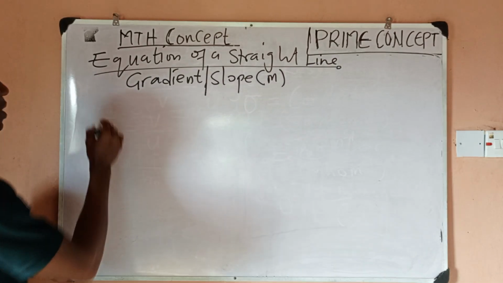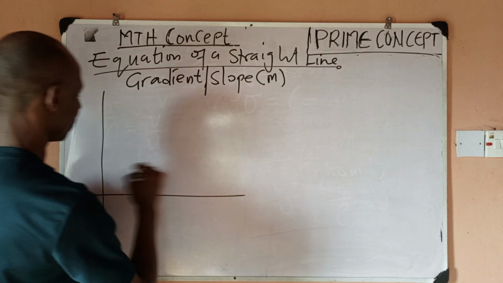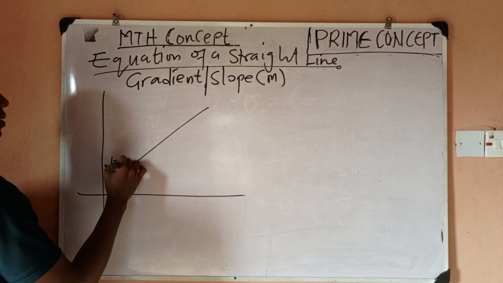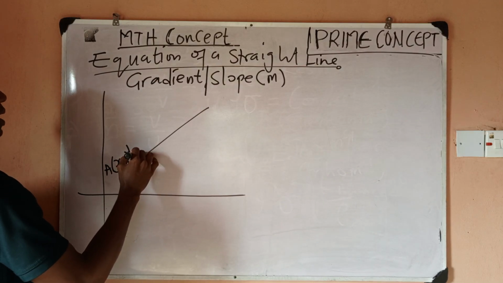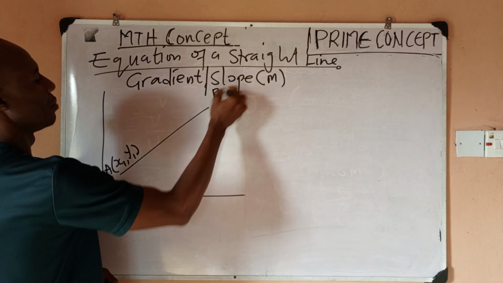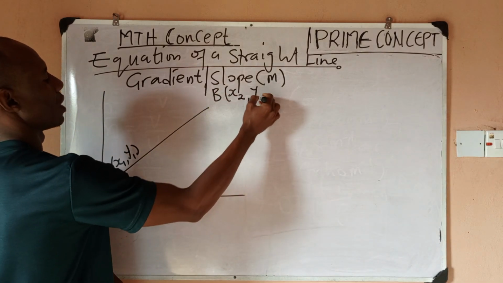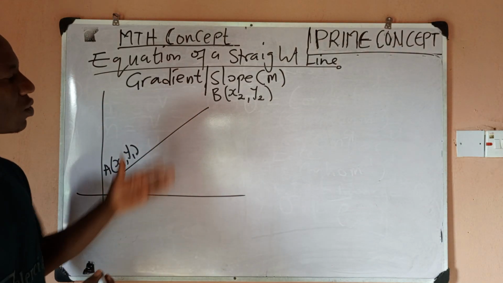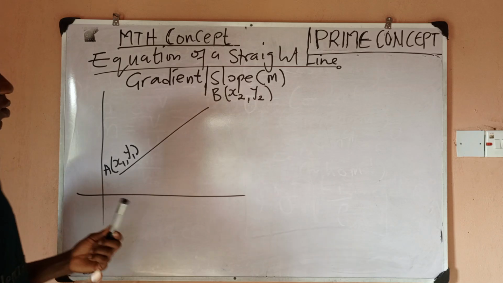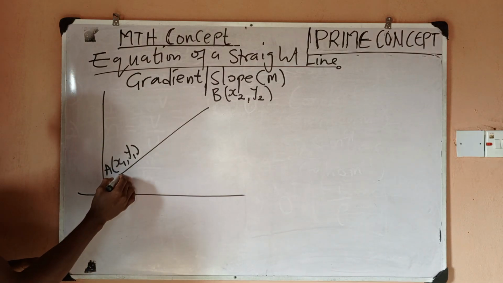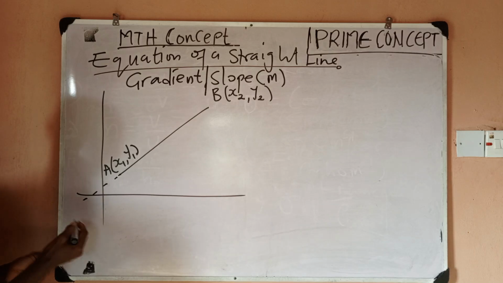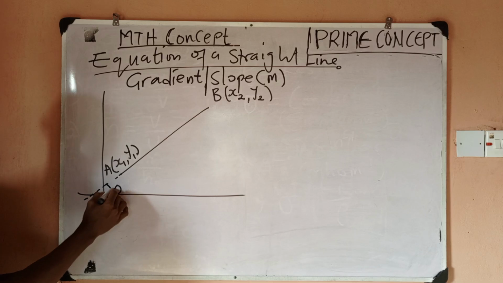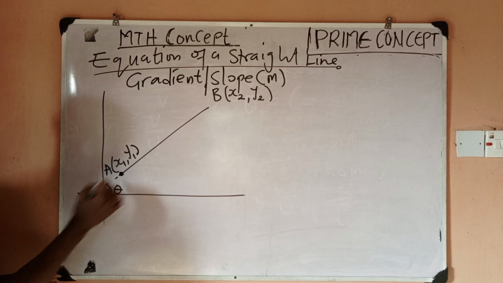So we want to learn how we can find the slope of a straight line. Now let's say we have a straight line with an arbitrary point A, with coordinates x1 and y1. Then we'll have point B that has coordinates x2 and y2. Now, this is a straight line and we want to find its slope. If I extend this straight line, it makes an angle with the x-axis, which is called theta. And this is point A actually.